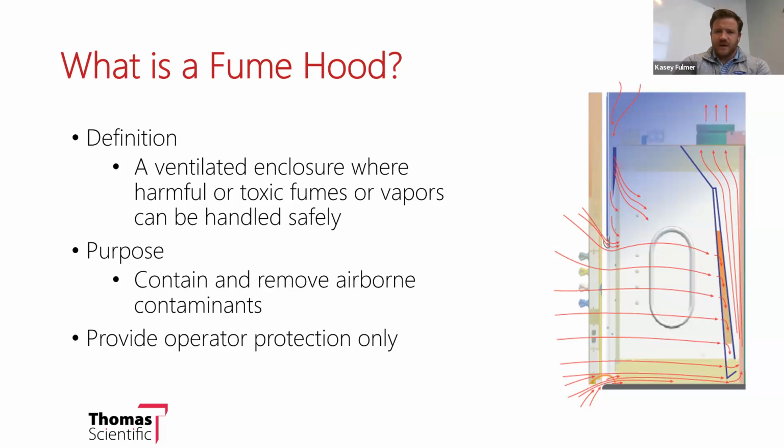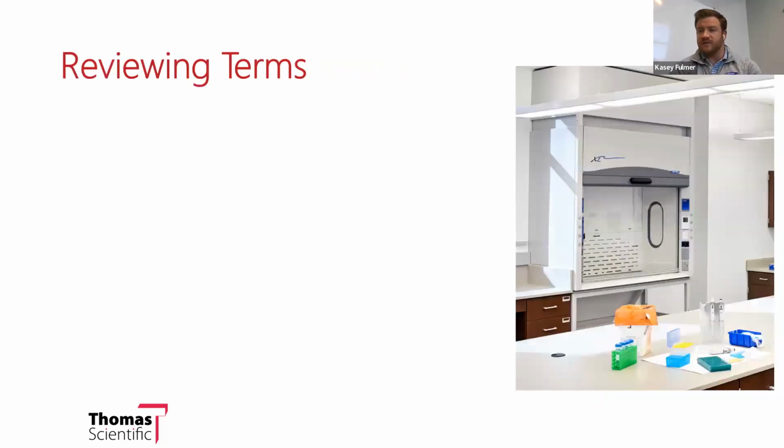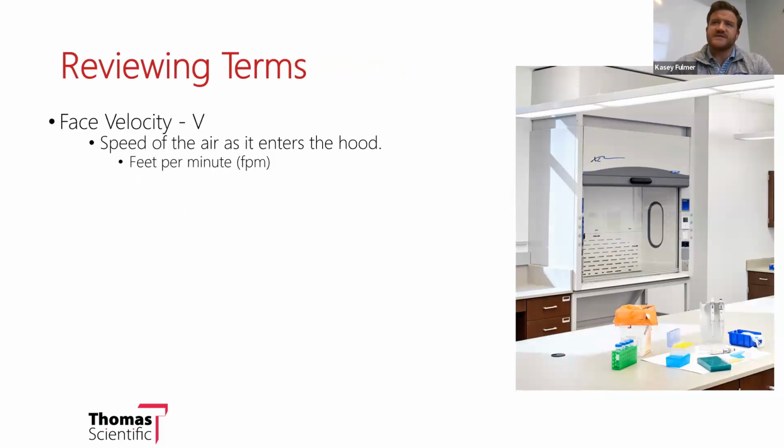Before we get too far into it, I want to review some terms that are very, very common. You may already be familiar with them, but just in case there's anybody on the call, I always think it's important or valuable to cover what these mean, because I use these terms pretty often. First is face velocity. Face velocity is the speed of the air as it's entering the fume hood. It's measured in feet per minute. So if you think of your car, when you're driving, it's measured in miles per hour. It's a similar concept. Speed of the air over a distance, basically.